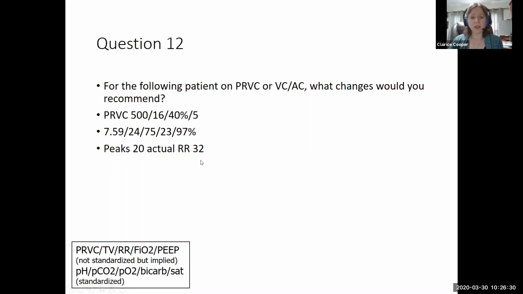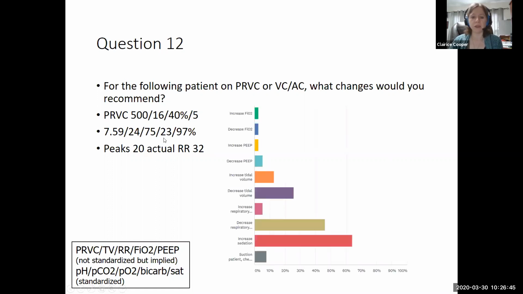Peak airway pressures are fine, but we can see that the actual respiratory rate is 32, but our set rate is 16. So for a hypocarbic respiratory alkalosis, we want to decrease the patient's minute ventilation. So some students chose decrease the respiratory rate. And it is true, we want to decrease the patient's respiratory rate. However, ordering a decreased respiratory rate is going to do nothing.